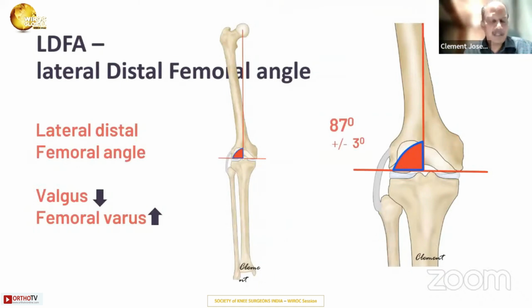The second measurement one should be aware of is the lateral distal femoral angle, which is the angle made by the mechanical axis of the femur with the distal femoral joint surface. Once again, the normal value would be 87 degrees. It is decreased in valgus, and it will be increased in varus deformities where the femur is the main cause of the source of the varus.